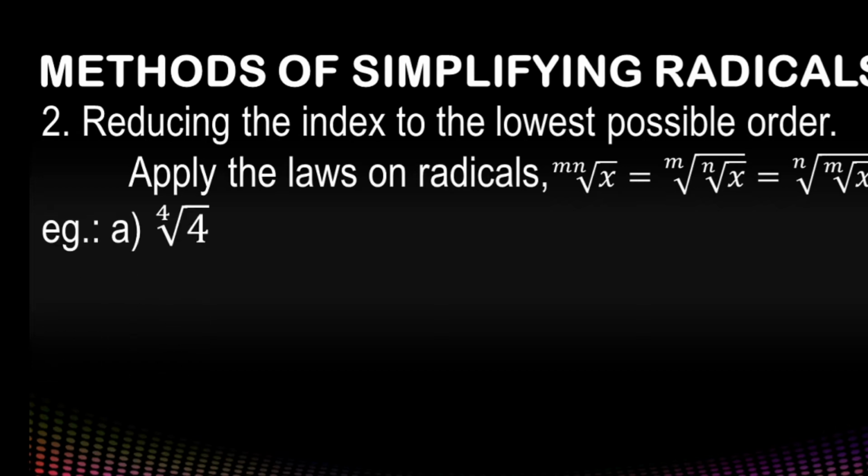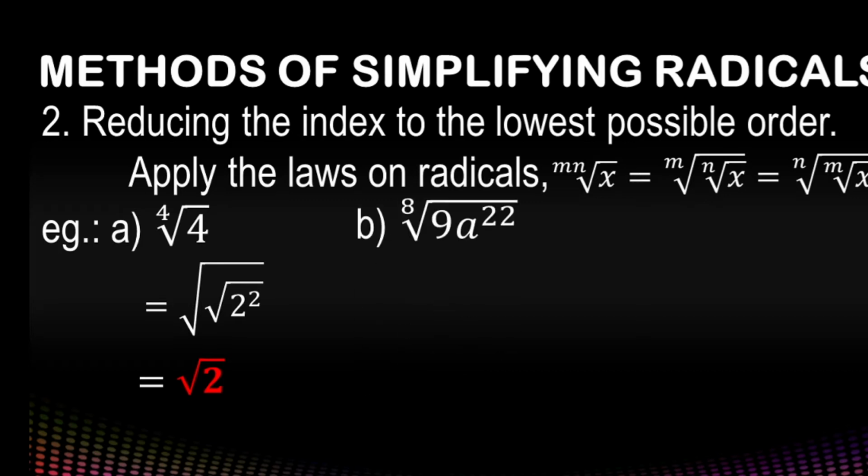So for example, we have the fourth root of 4. So take note, the radicand 4 could be written as a power of 2. And the index 4 could be factored in such a way that we can have the square root of the square root of 4. So therefore, we have the square root of the square root of 2 squared. So simplifying the inner radical by applying the law on radicals, therefore we have the square root of 2.